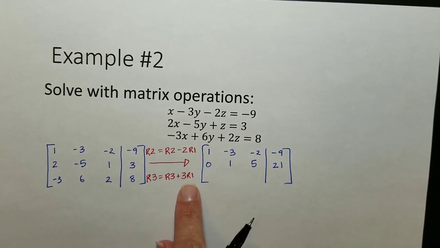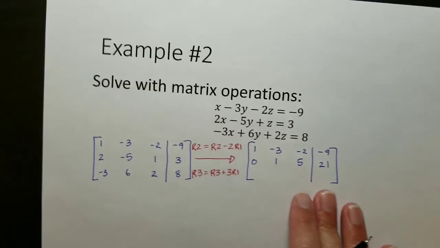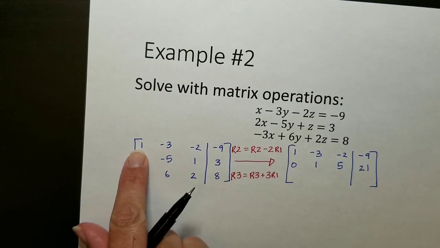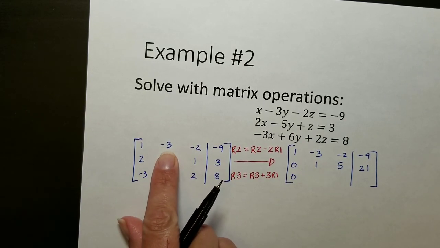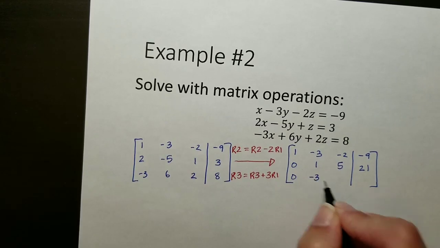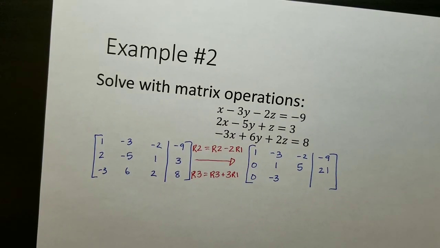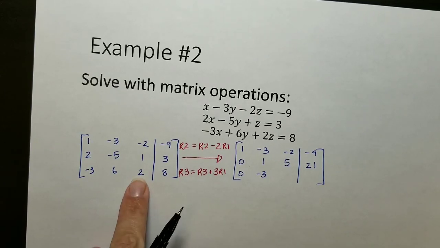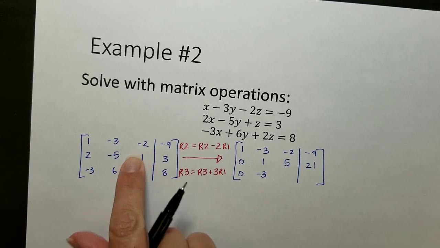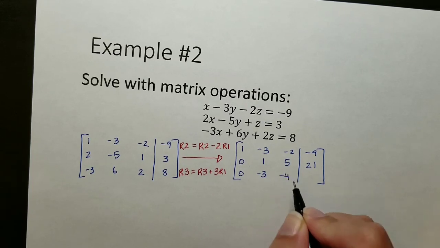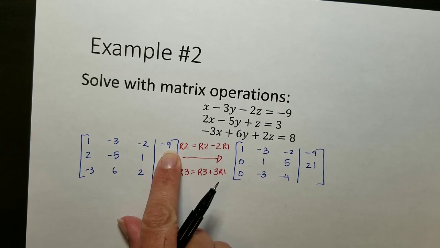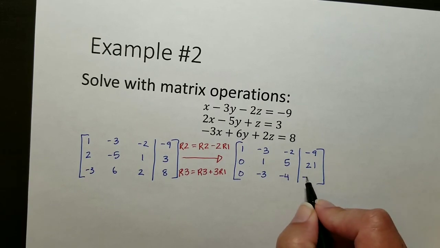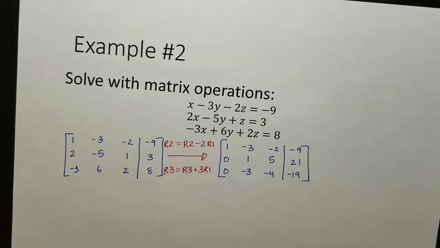Now I'm going to take row 3 and add 3 times row 1. So I have -3 plus 3 times 1 is 0. 6 plus 3 times -3 is -3. So that's 6 plus -9. 2 plus 3 times -2 is -4. And 8 plus 3 times -9. So that's 3 times -9 is -27. And 8 minus 27 is -19. So that's my second step.